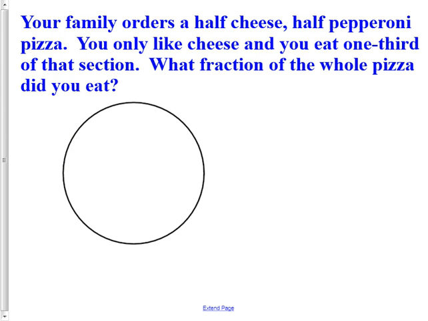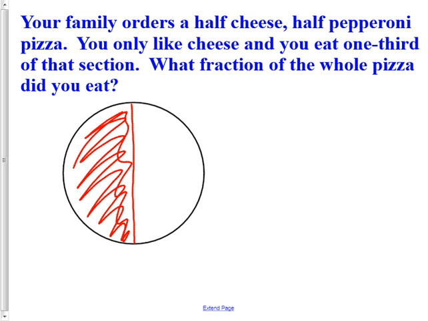Another example of that, and one that probably hits home with anybody who's ever eaten pizza: your family orders a half cheese, half pepperoni pizza. You only like the cheese and eat 1/3 of that section. What fraction of the whole pizza did you eat? So first let's draw our pizza. Here's our pizza. And let's split it in half.